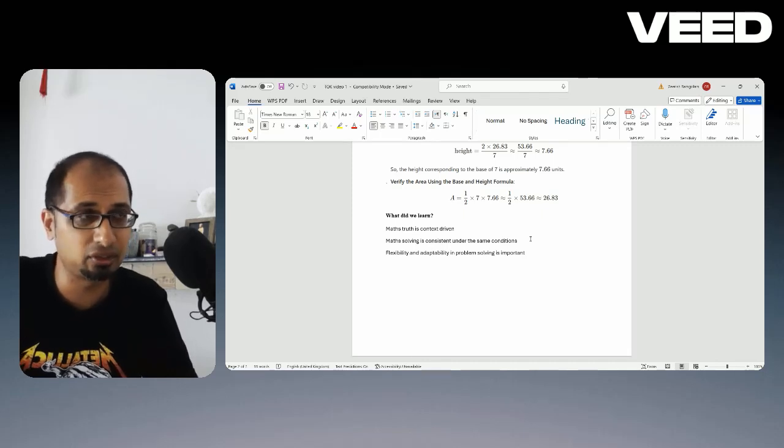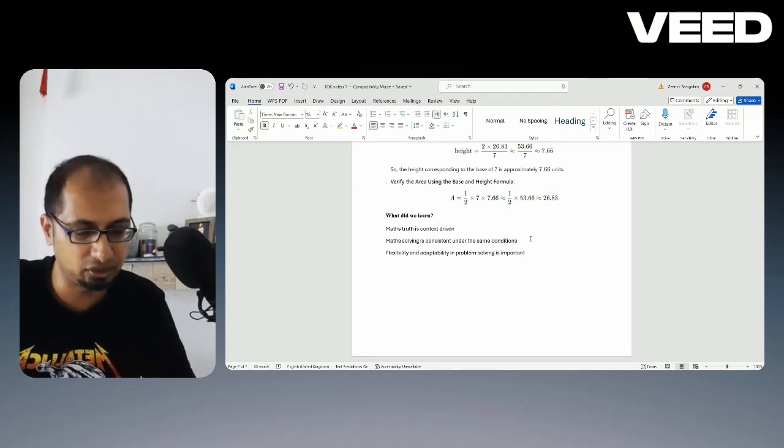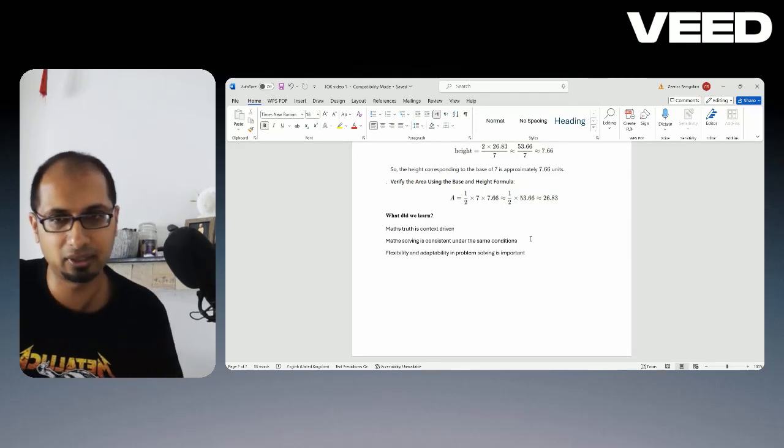And with the second equation also, if you have the base and the height, no matter what the base is, what the height is, you should be able to use the formula. So the solving is consistent under the same conditions. If you keep the conditions the same, the formula always works.